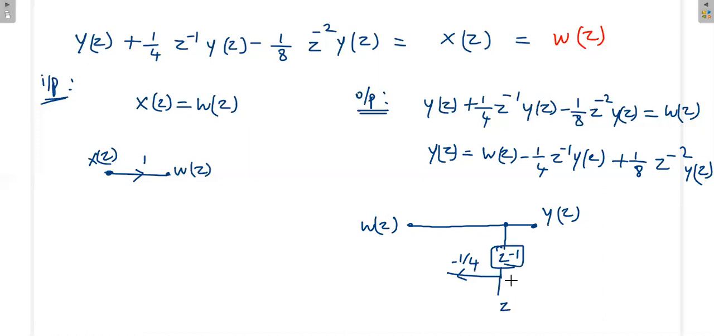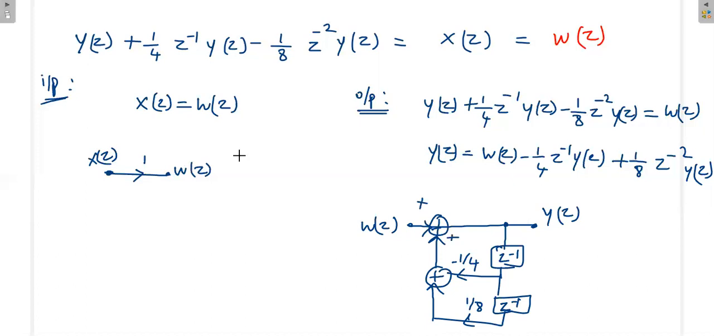Already one delay is there, so one more delay I'm applying, so that I will get z power minus 2. Again, the gain factor is 1 by 8. Now you can combine these two, then you bring here. Again, W of z is added with this term, so put one more adder here. Okay, so add everything, then finally we'll get Y of z.